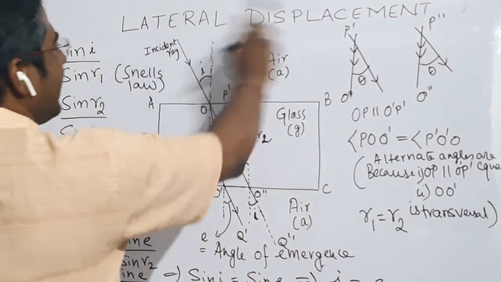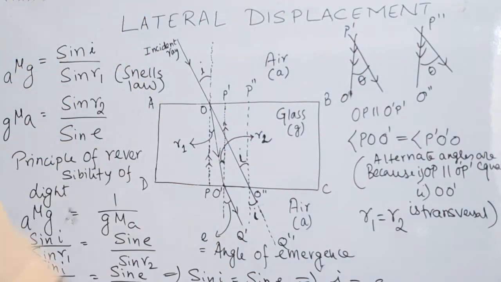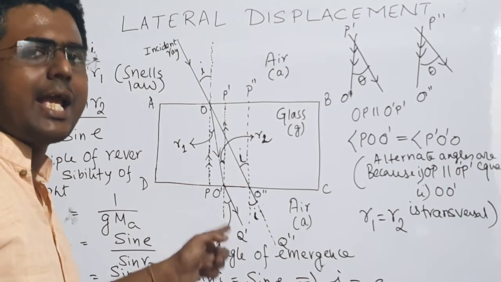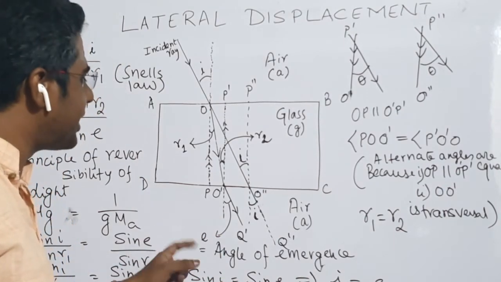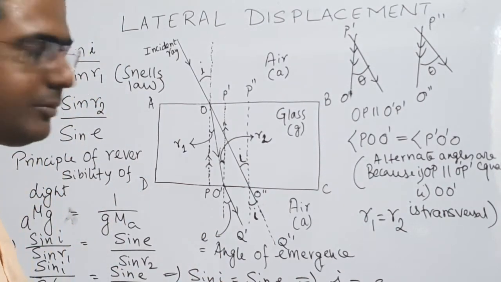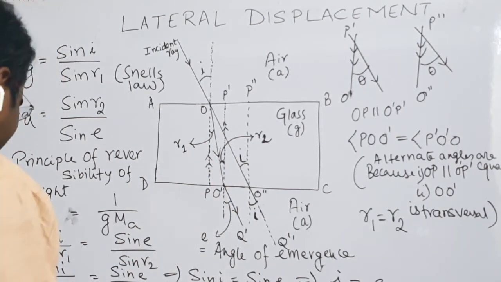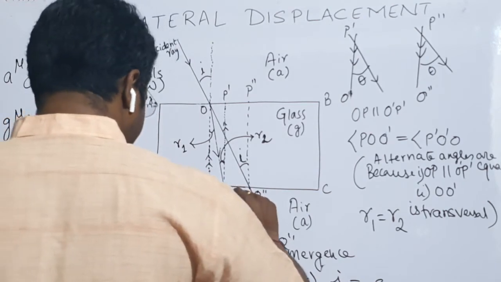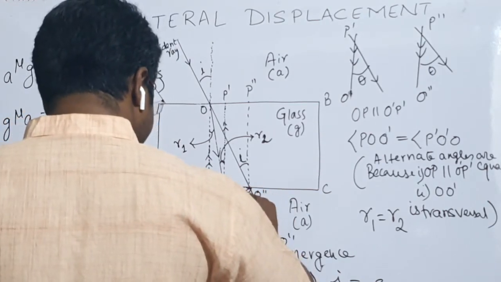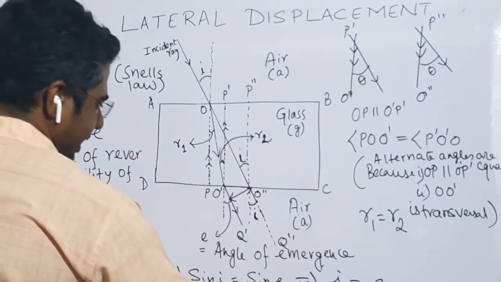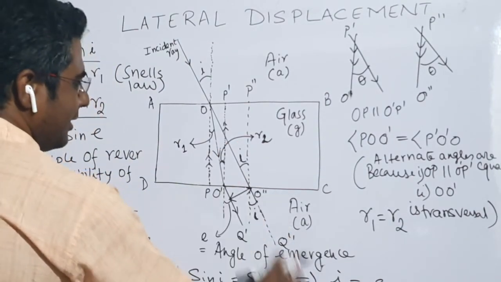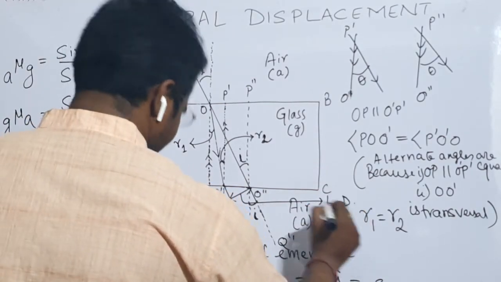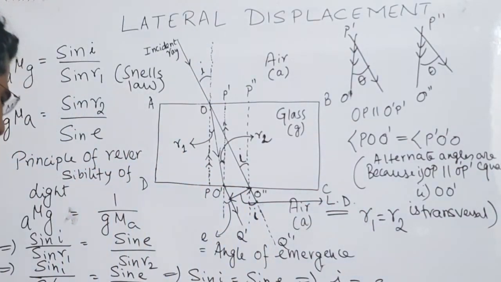Important point, after lateral displacement, passage of light through the glass slab, at the end of the day, the incident ray and the emergent ray shall be parallel to each other. But it will have some distance between the two, right? This is the distance between the two. This distance remains constant, right? Because they are parallel. So this distance is called lateral displacement. Okay, this distance is called lateral displacement.